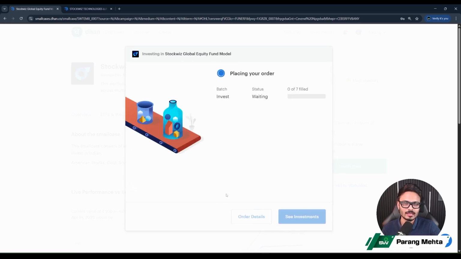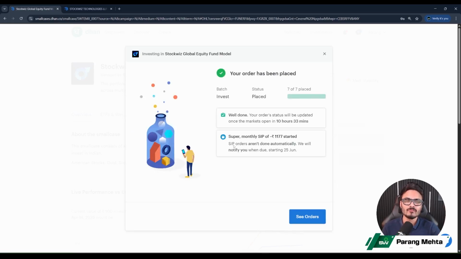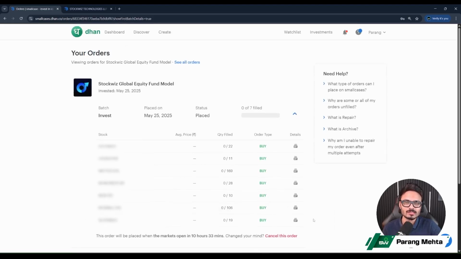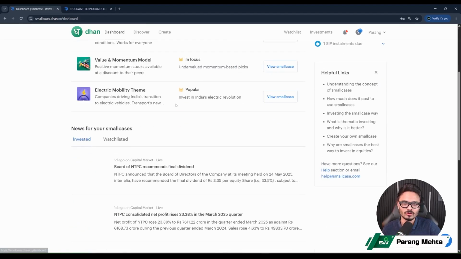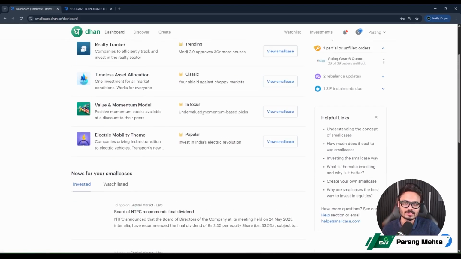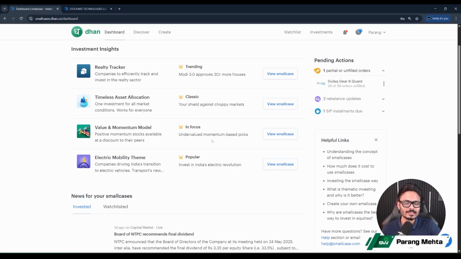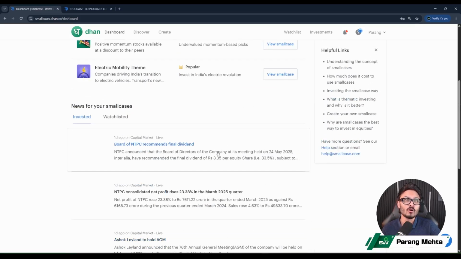And once I click on place orders, it is going to show you some screen like this, where it's going to place all of your orders. It's going to tell you when your SIPs are scheduled. And when you click on see orders, you can see all of those orders, whether they're filled or not filled. And as soon as that's done, you'll go to your dashboard, and then you can see all the relevant details, right?